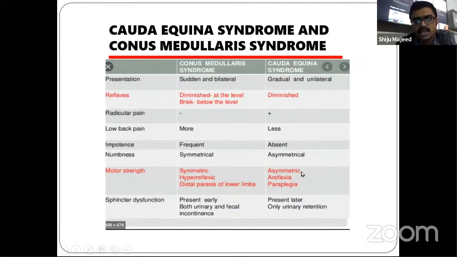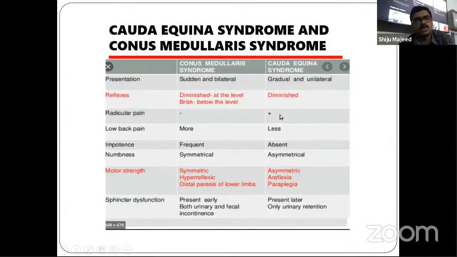See, this is important. This asymmetrical involvement, and then you can see it is LMN. It is never UMN because it contains only the roots. So the cauda equina syndrome is always LMN. That means the deep tendon reflexes are going to be diminished, and most often, because the roots are involved, the patient has severe pain, radicular pain, a pain along the root.